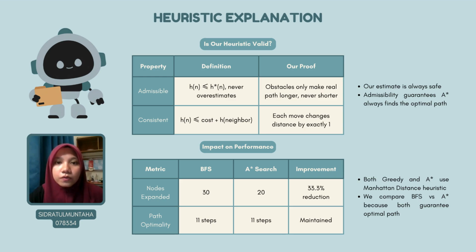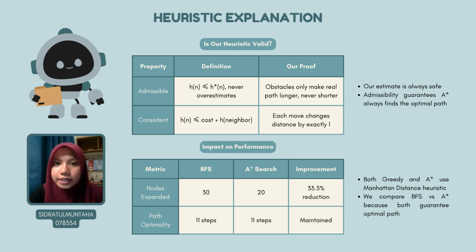For the impact on performance, both Greedy and A star use the Manhattan distance heuristic. However, we compare BFS and A star here specifically because both guarantee the optimal path, which is 11 steps, making it a fair comparison of efficiency.